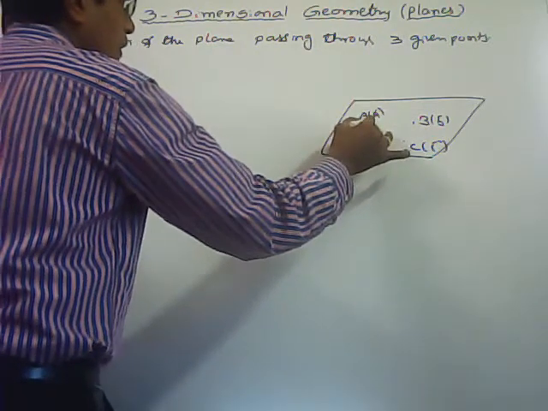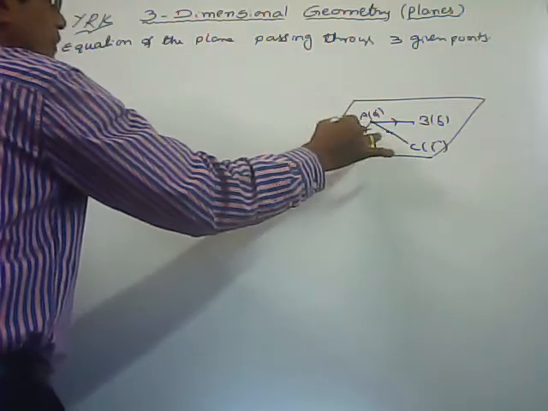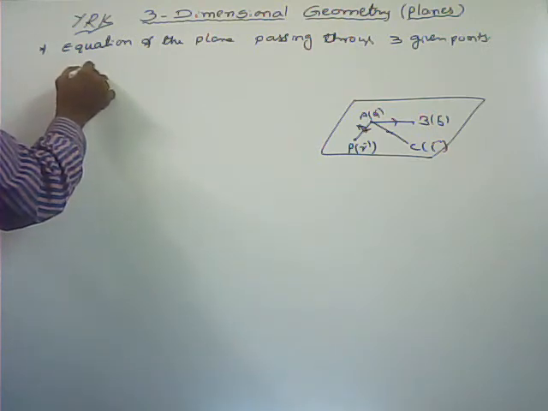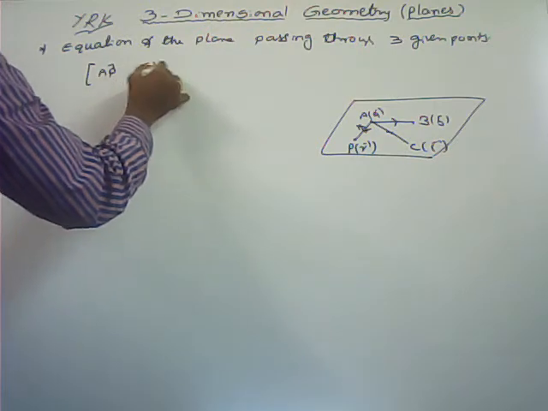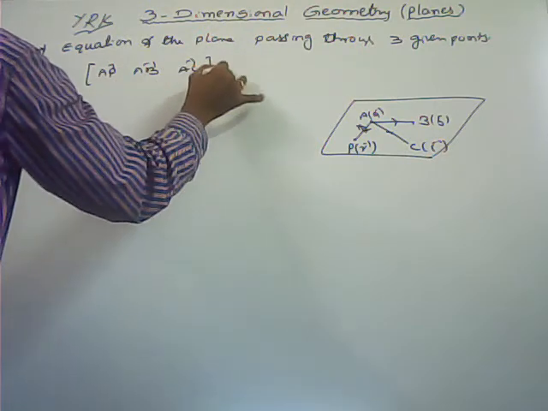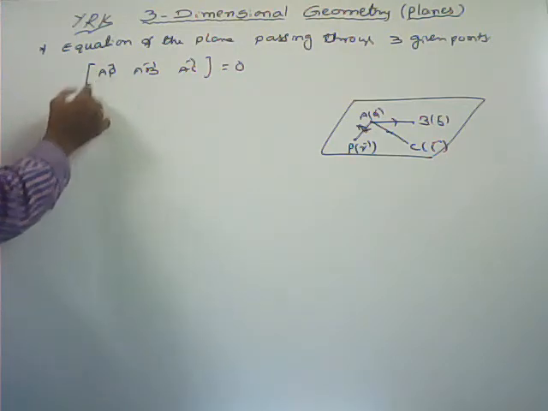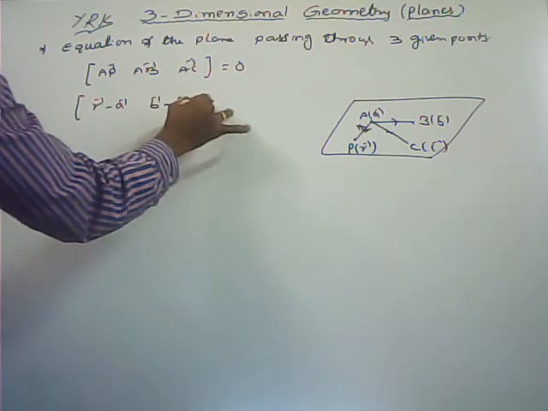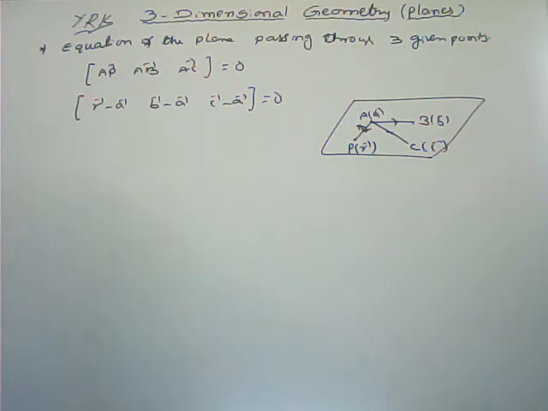Now AP bar, AB bar, AC bar, all the 3 vectors are coplanar. If all the 3 vectors are coplanar, its box product, the box of AP bar, AB bar, AC bar, is equal to 0. That is, box of OP bar minus OA bar, r bar minus a bar, b bar minus a bar, c bar minus a bar, is equal to 0. That is the vector form.